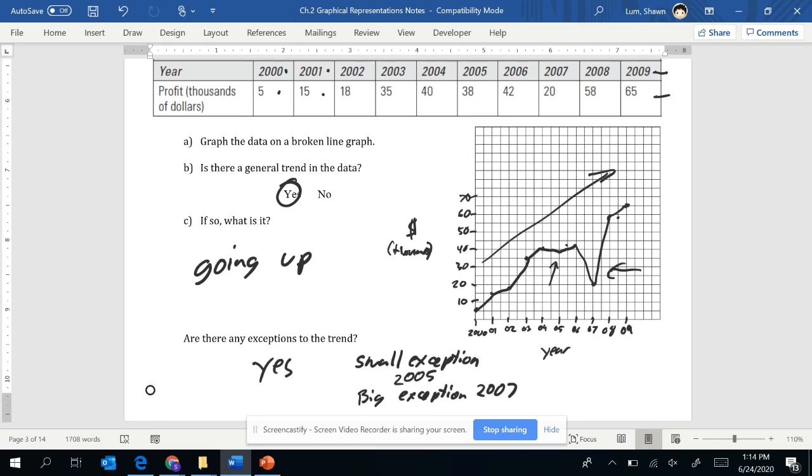Now, if we had a graph and the graph kind of looked like this, I would say that there is no trend. We don't know if it's going to go way up or if it's going to fall further or what it's going to do. So there'd be no trend in something like this. But here, with a small exception, there is an overall trend of going up.